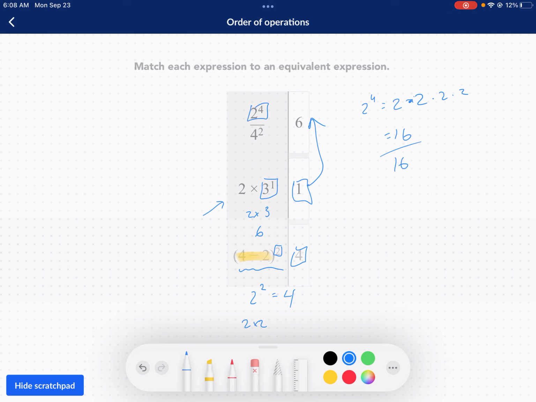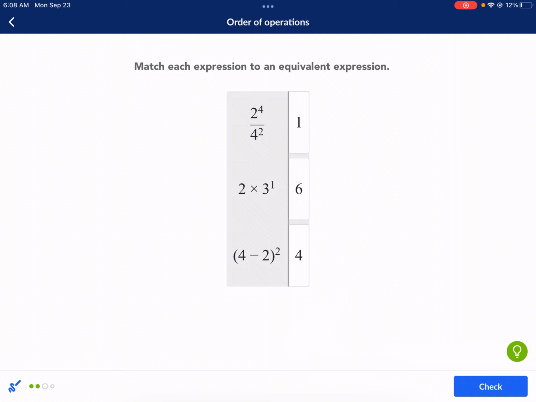So remember, we have to do exponents first. Okay, change both of these. Okay, and then division comes after that. So then we divide 16 divided by 16. Okay, that's 16 divided by 16, and that, of course, is 1, because that's the last option anyway. So you just need to move that, and we're done.